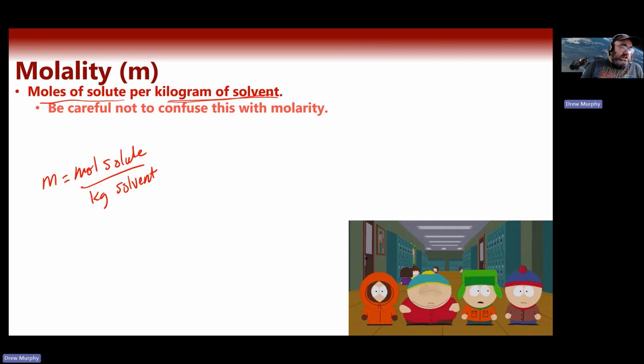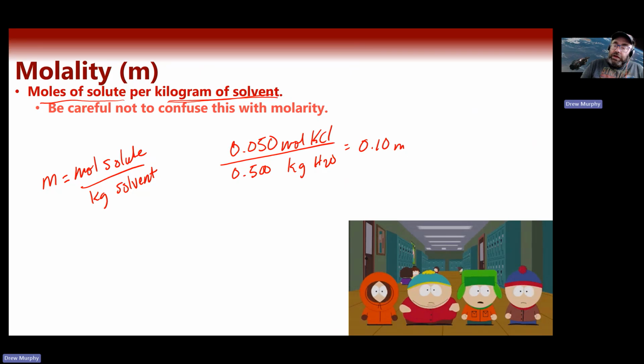So if we had, say, 0.050 moles of KCl, and we got it to dissolve in 500 grams of water, which is 0.5 kilograms, then this is a 0.10 molal solution of KCl. So we say that this little m is molal. We'll work some of this in a bit here.